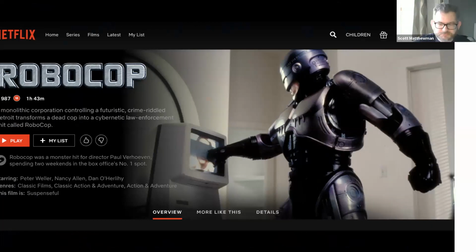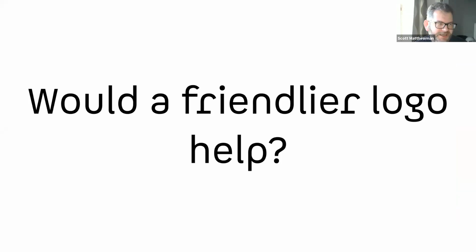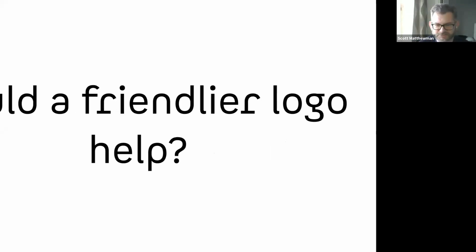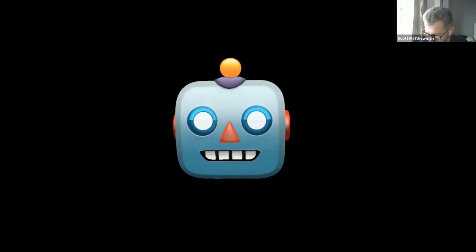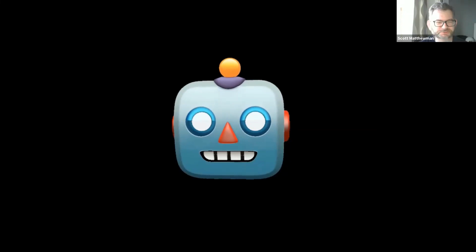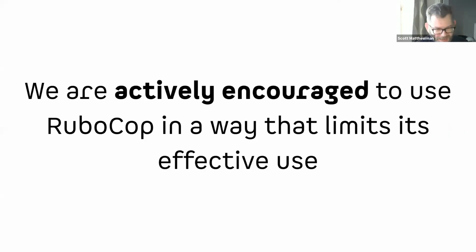But generally, does that image have a problem? Maybe if we had a friendlier robot as part of the logo, would that really help? I'm not sure it would. I think the problem actually is that we are actively encouraged in the installation documents and the readmes to use RuboCop in a way that limits its effective use and actually stops us from working well.